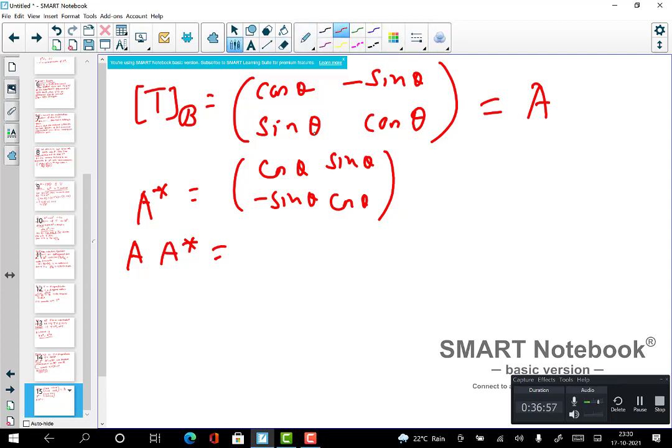If you multiply, cos square theta plus sin square theta, which is 1, then cos theta sin theta minus sin theta cos theta is 0, so we get 0 1. So this is identity, right? And similarly it is true for A A star also, so they commute. So this is an example of a normal matrix or normal operator.